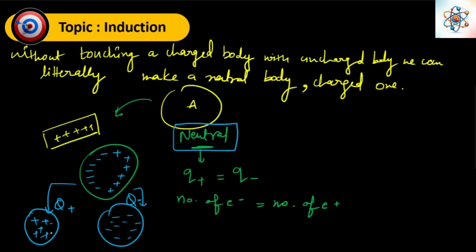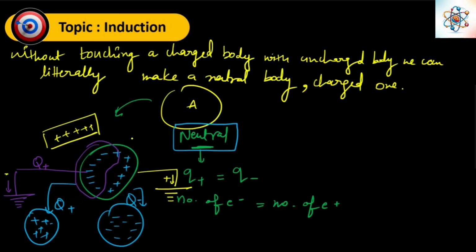We introduce the concept of earthing here. If we want to make it positively charged, we would earth it from the negative side, so that entire negative charge will go into the earth. Ultimately it will become a positively charged body. And if we want to make it negatively charged, we'll earth it from the positive side, so the entire positive charge will go into the earth and makes it a negatively charged body.